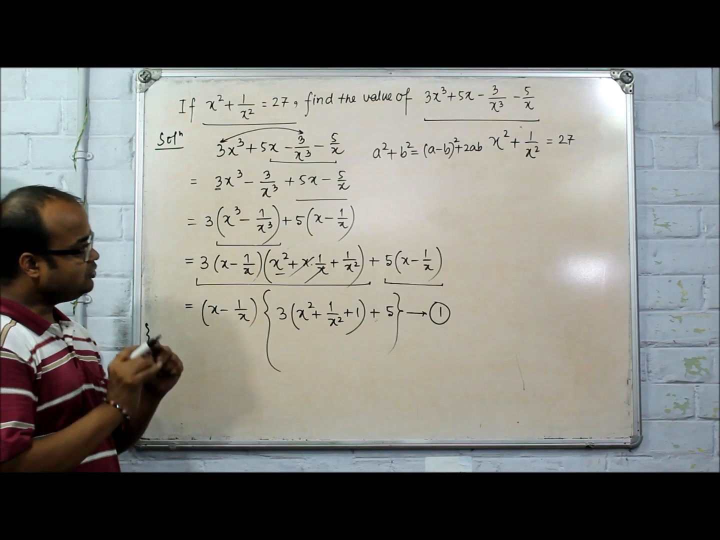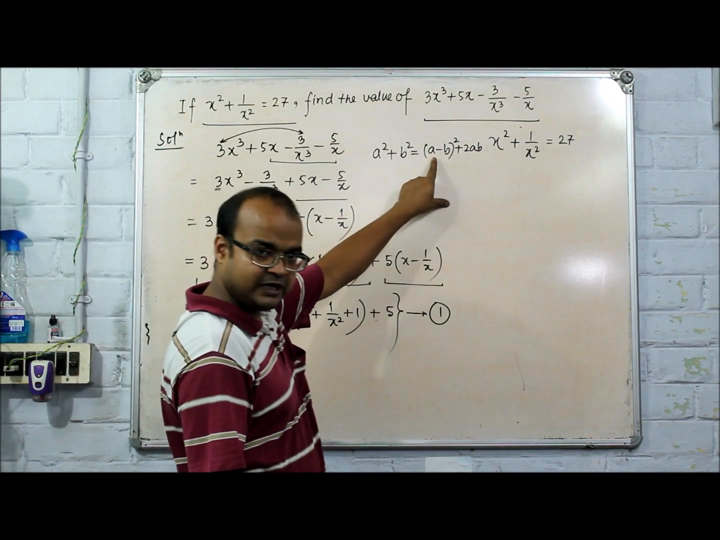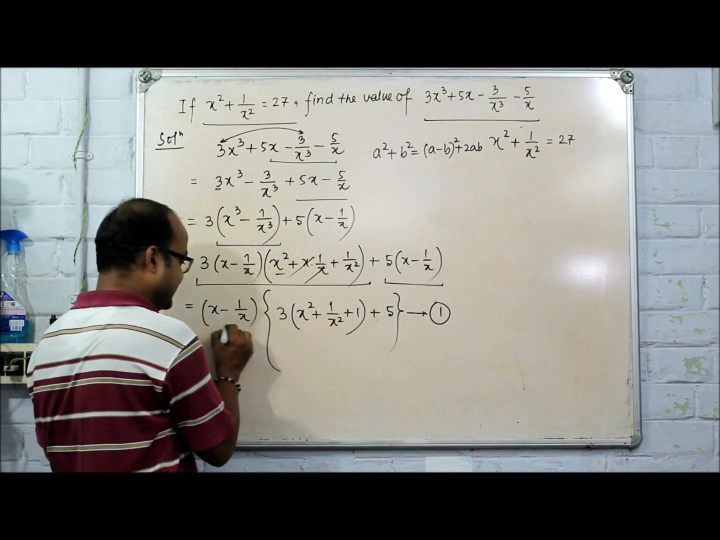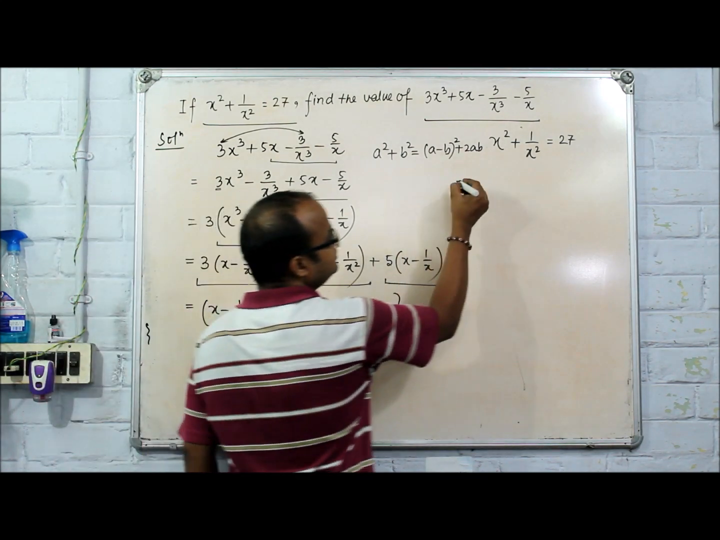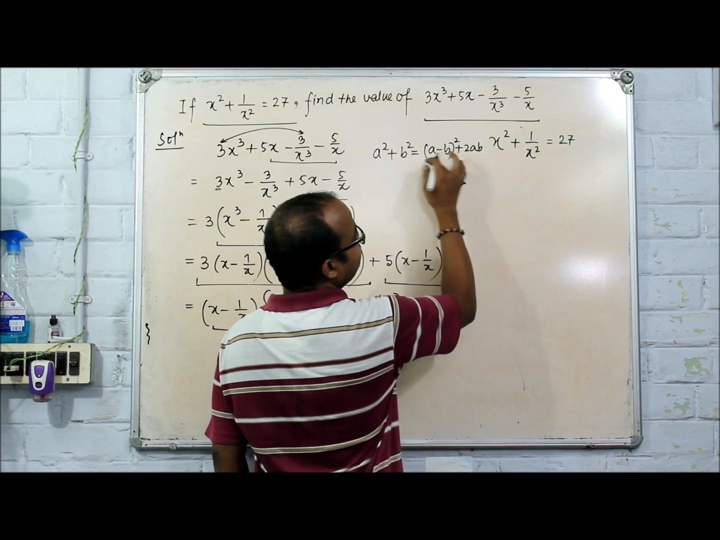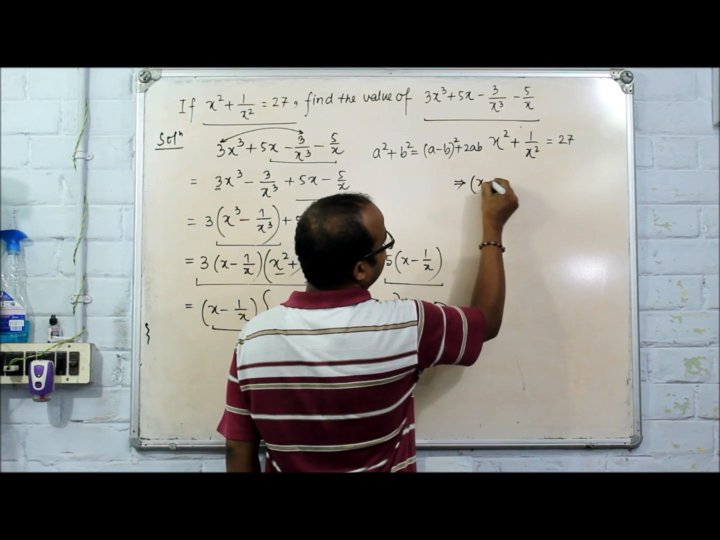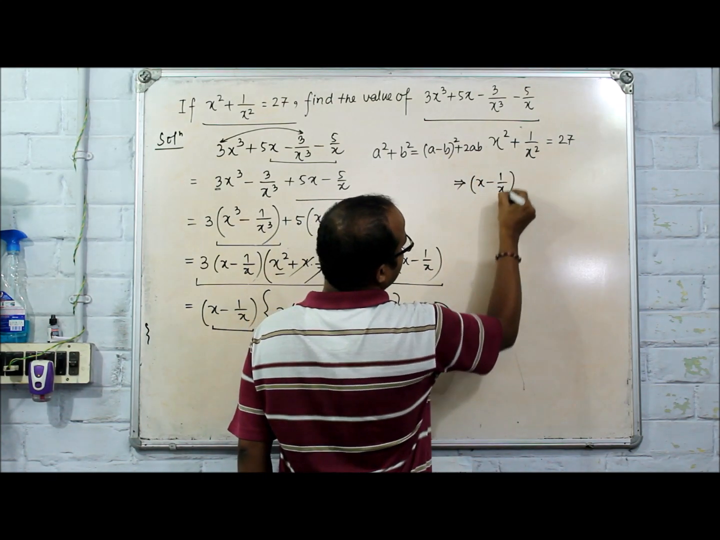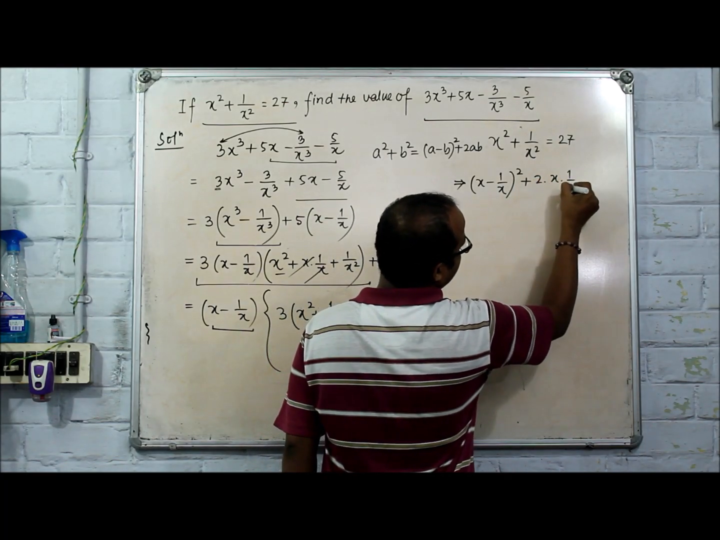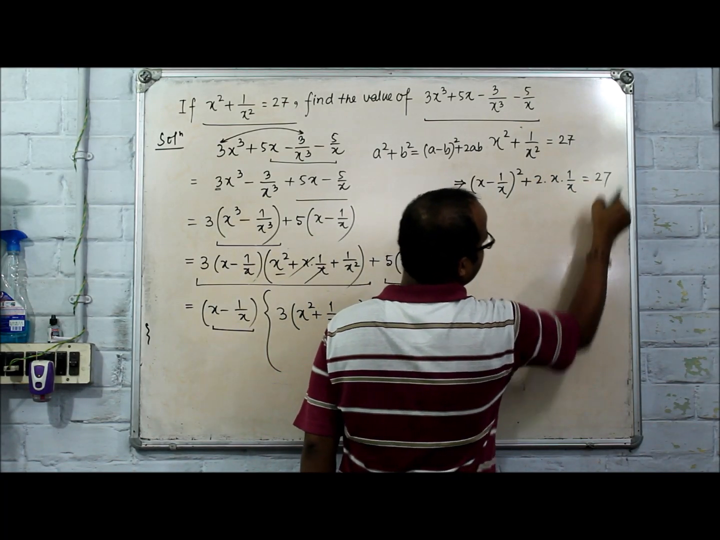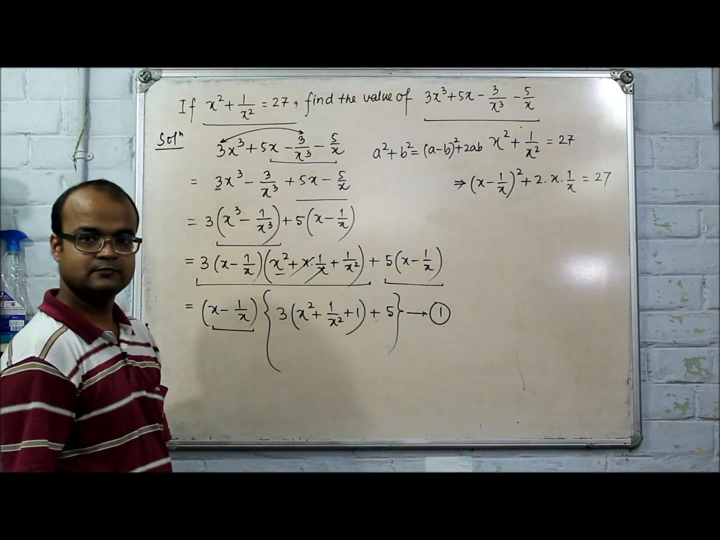Clear? Now you can ask me why I am going to apply this formula. The reason is I need a value of x minus 1 by x. So if we apply this formula, you get (x minus 1 by x) square plus 2 into x into 1 by x is equal to 27. Clear?